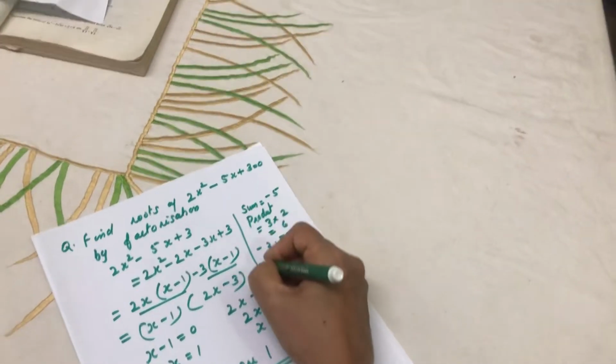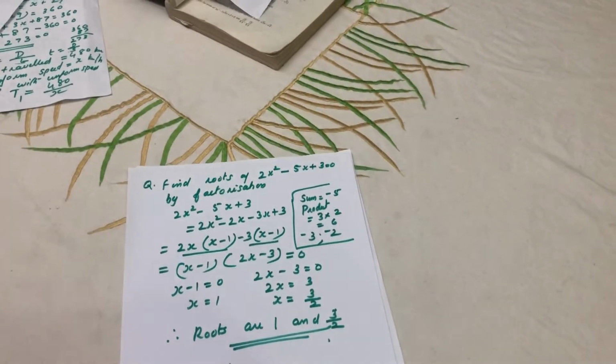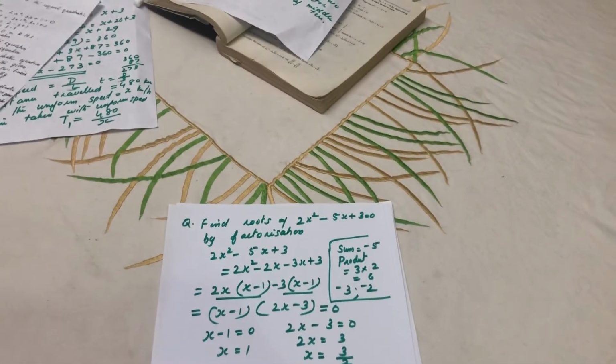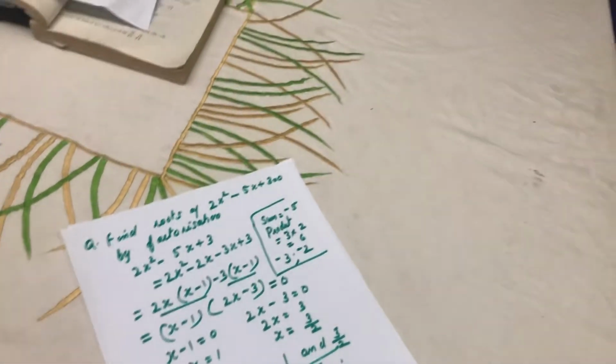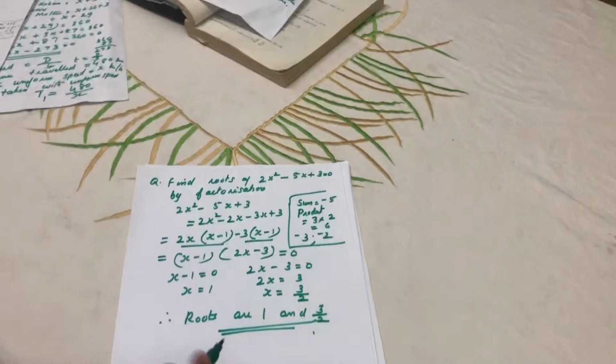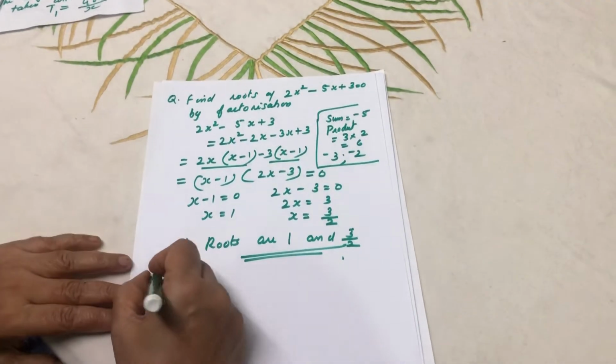The roots are 1 and 3 by 2. The next one is question number 2.